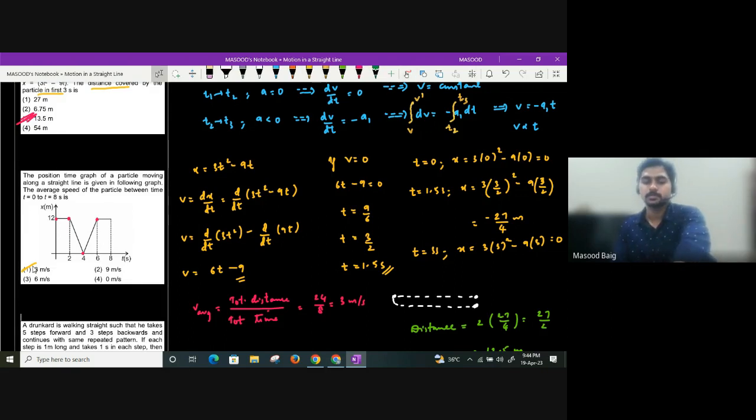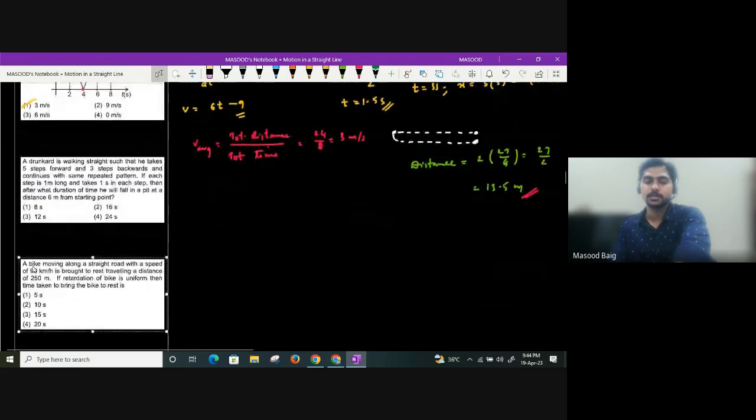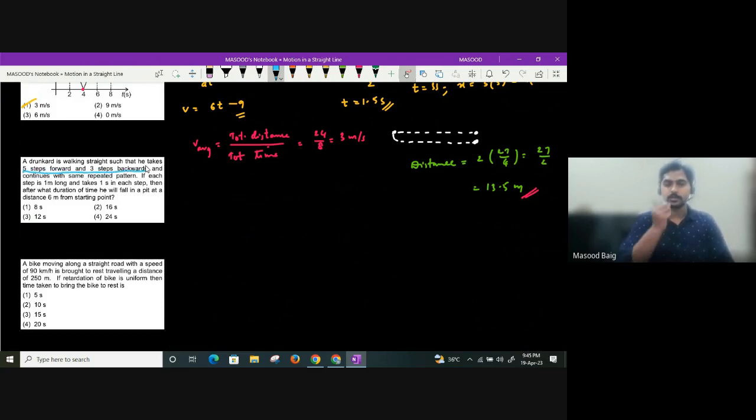Right, let us see the next case. A drunkard is walking straight such that he takes 5 steps forward and 3 steps backward. So overall, with these conditions, are we going to get a resultant of 2 steps or not? Each step is 1 meter long. Then at what duration of time will he fall in a pit, guys?